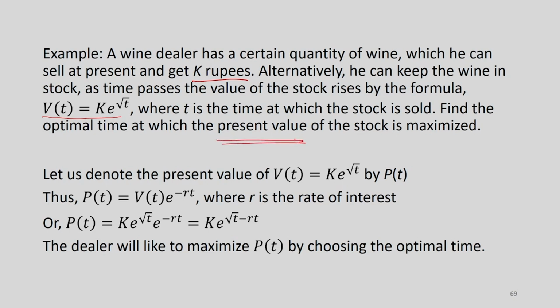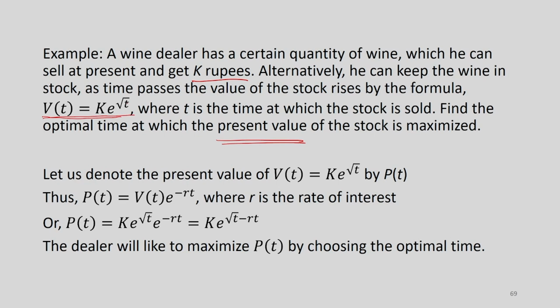So, present value is important here. It is a problem of maximization, but at the same time it is also applying the idea of present value. Okay, let us try to understand the problem a bit. So, this person, the dealer, has a certain quantity of wine. Now, as we know, the value of wine rises with time. If you keep this wine in your cellar, then as time passes, the wine matures and its value rises. Okay? And so, that increasing value is represented by this formula.